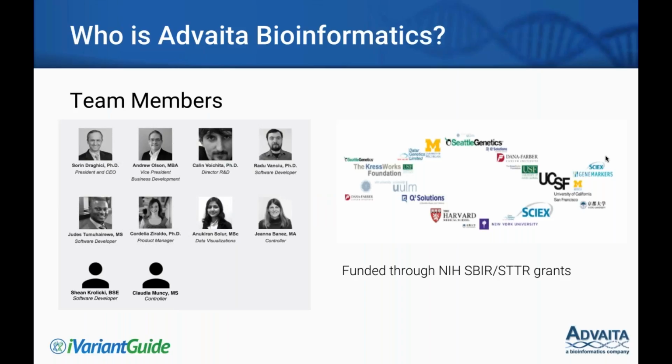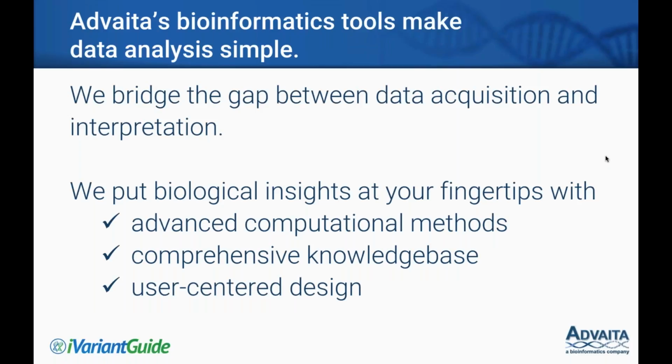So Advaita BioInformatics is a company in Michigan. We have just under 10 employees, and we've been around for a few years. We started out with funding through NIH, SBIR, and STTR grants. And we've been fortunate to make collaborations with a wide variety of top universities, as well as great collaborations and partnerships with other industry members.